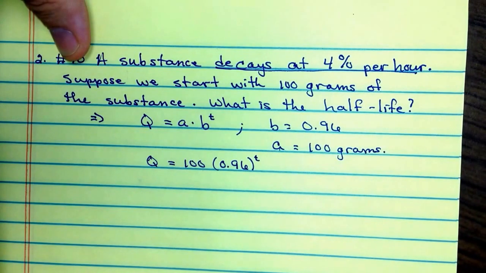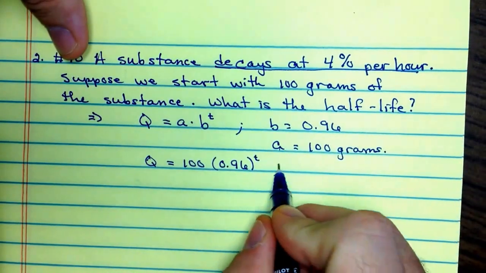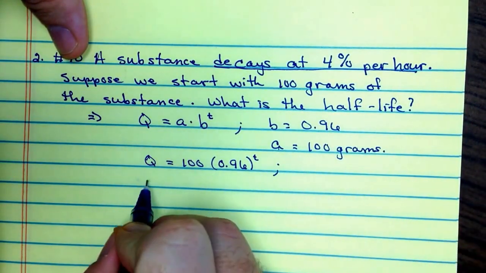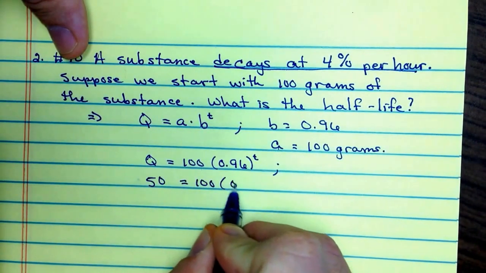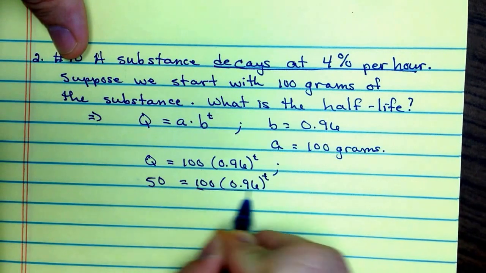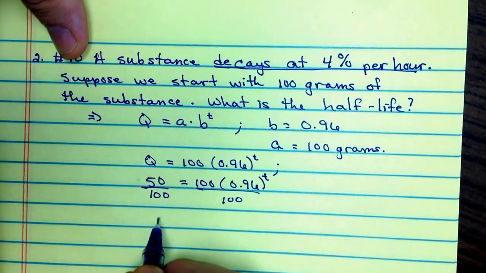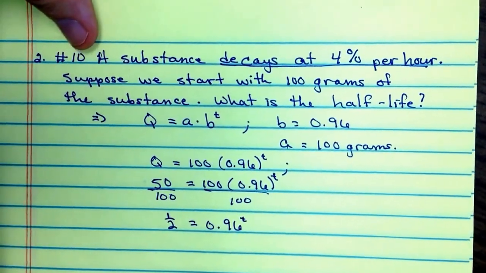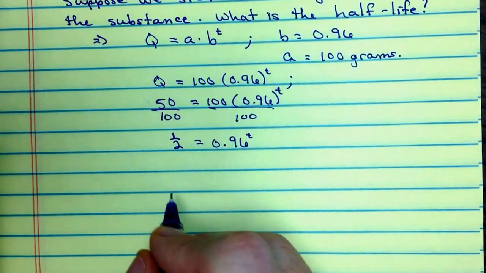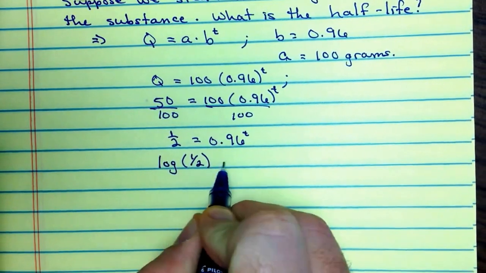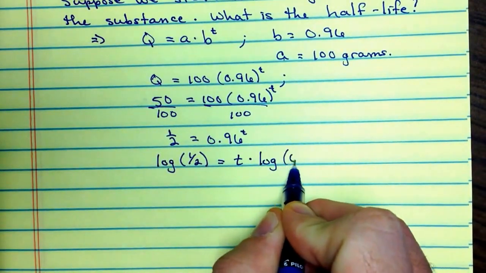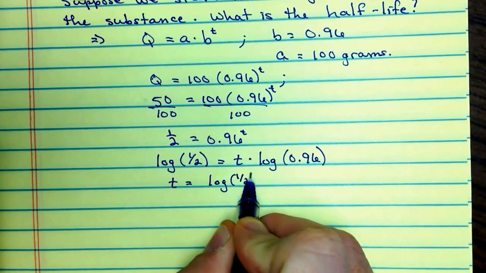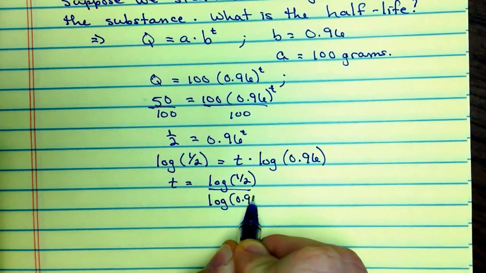Well, we want to know the half-life. So if I'm starting with 100, how much will I have at the half-life? I will have half of 100, which is 50. So we want to solve 50 equals 100 times 0.96 to the T. So we divide by 100. So 1/2 equals 0.96 to the T, right? Then we apply logs again. So log of 1/2 equals T times log of 0.96. We divide. T equals log of 1/2 divided by log of 0.96.